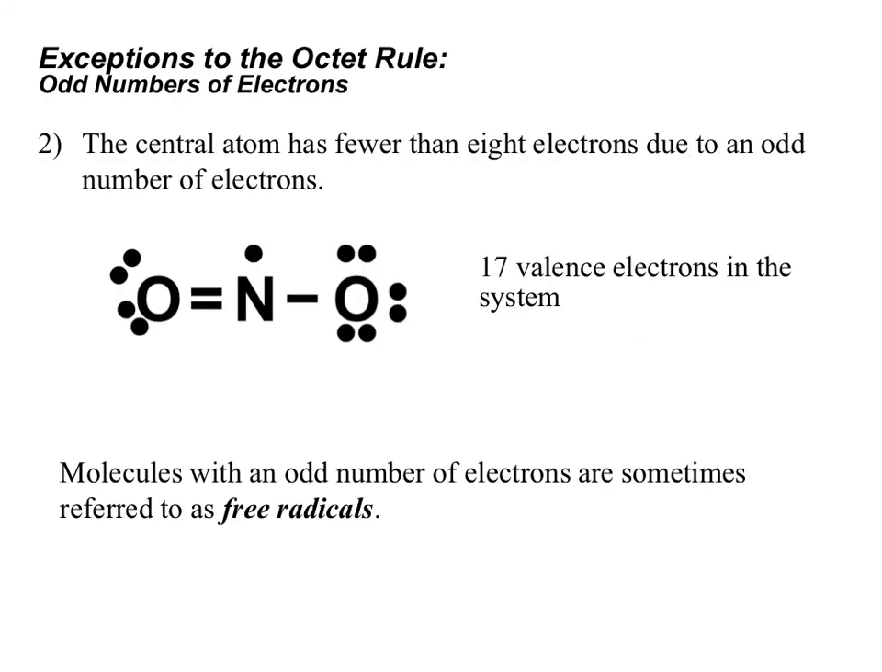2. The central atom has fewer than 8 electrons due to an odd number of electrons. So for example, NO2, there are only 17 valence electrons in the system. Molecules with an odd number of electrons are sometimes referred to as free radicals. And you can recognize any free radical by that single electron on any of the atoms.